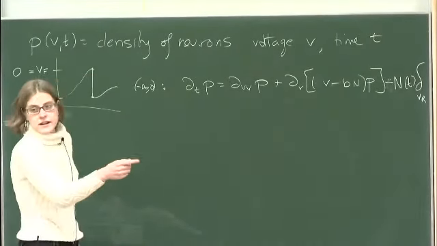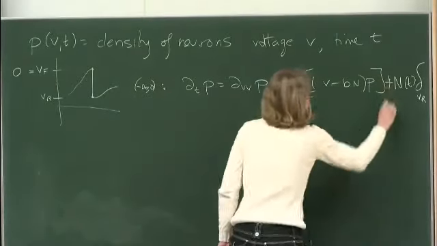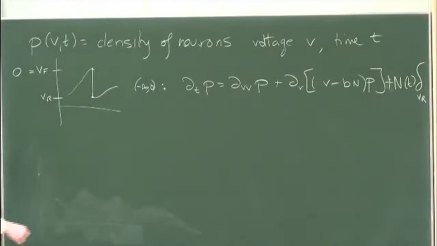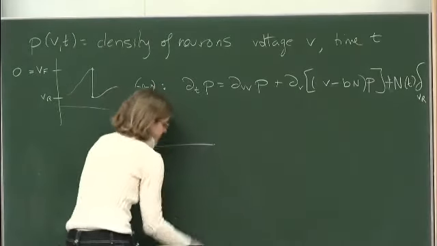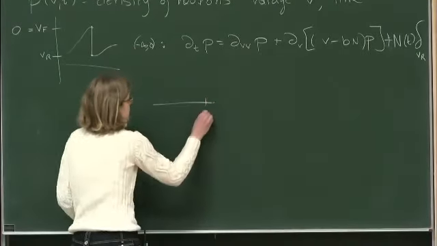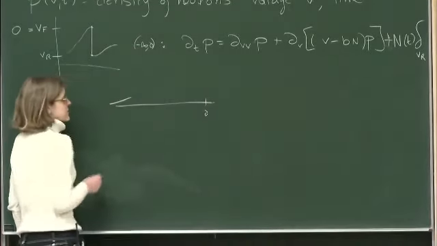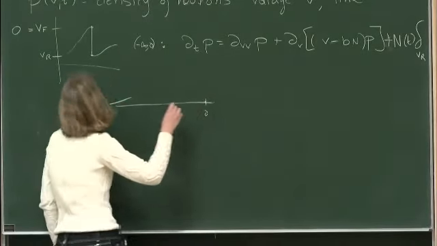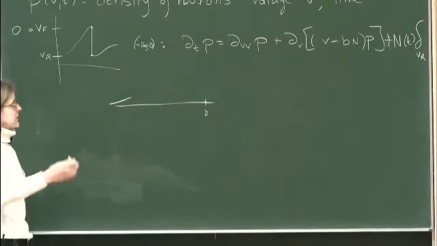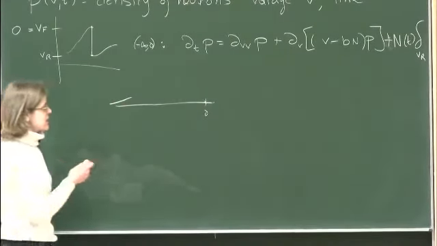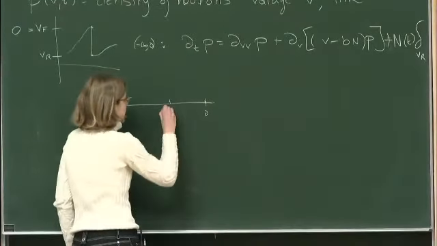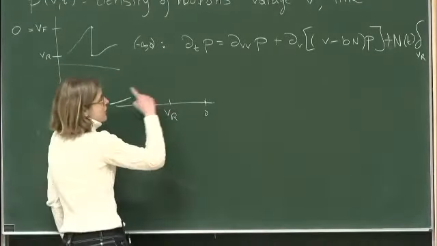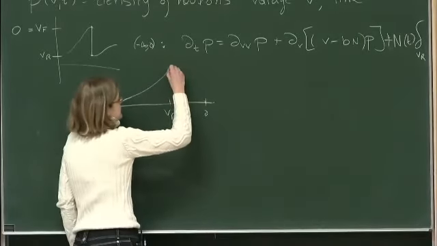Oh, sorry, plus. Okay, what boundary conditions do we put? For this P, we want decay at minus infinity. We want P at 0 to be 0 because at the firing point there are no neurons, they immediately discharge. And then there is this quantity V reset that is negative in our model, where the function has a delta.